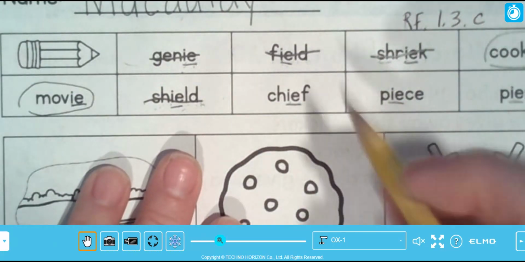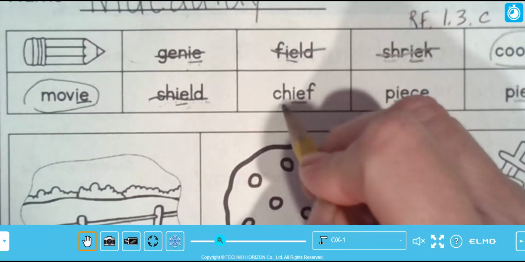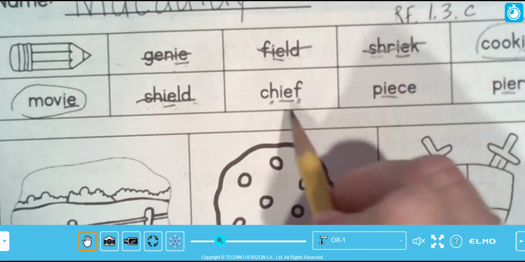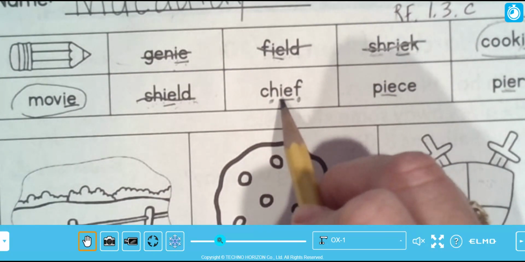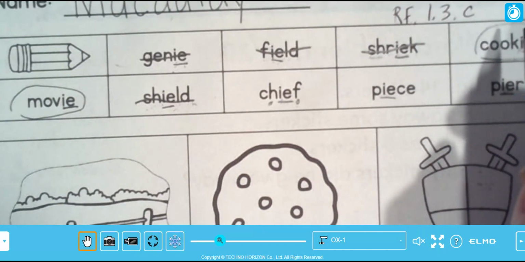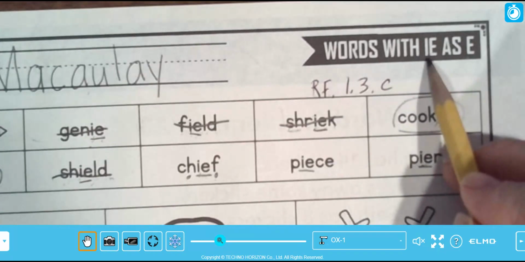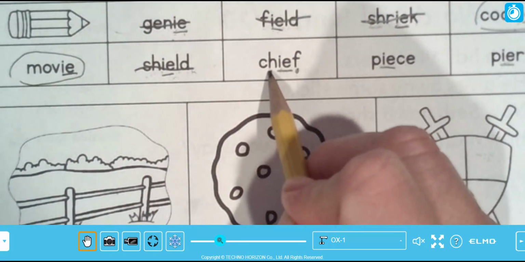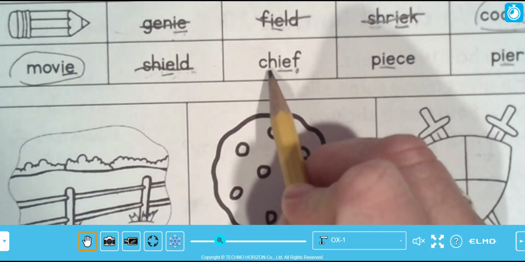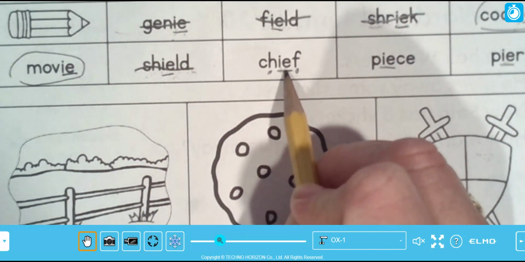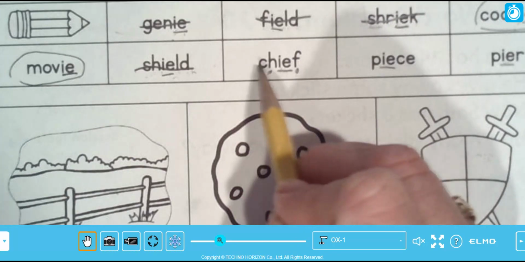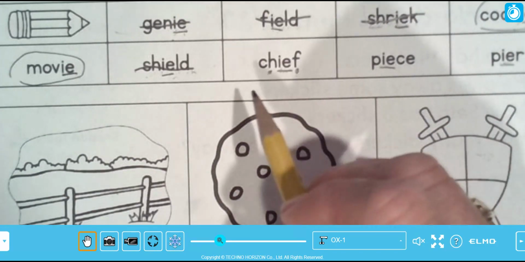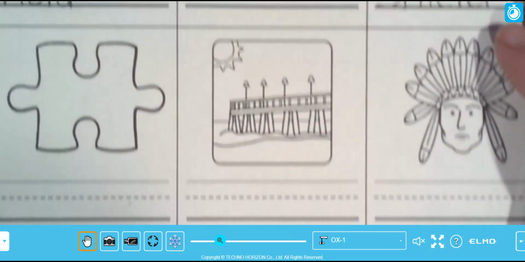Okay, and we're going to go to this word right here. Okay, this is also a digraph. So we're going to start off with what sound does the IE together make? Yeah, it makes the E sound, right? IE as E. E sound. So let's read it. Ready? Begin. Ch. E. F. What's the word? Chief, right? Chief.